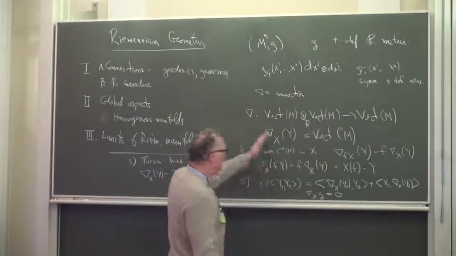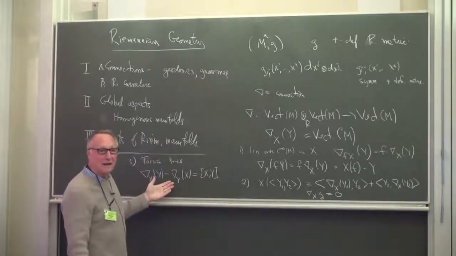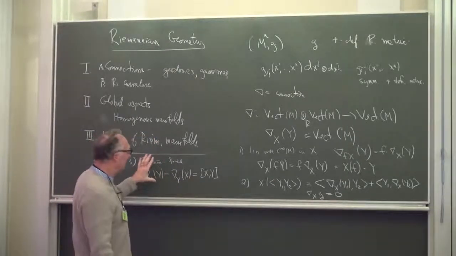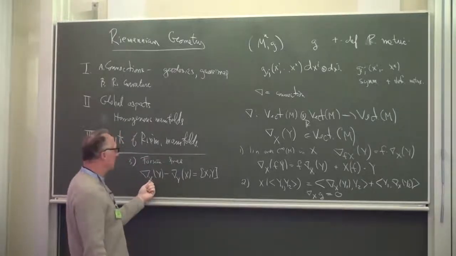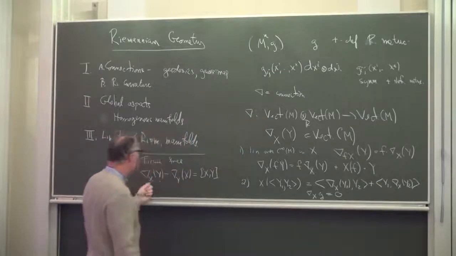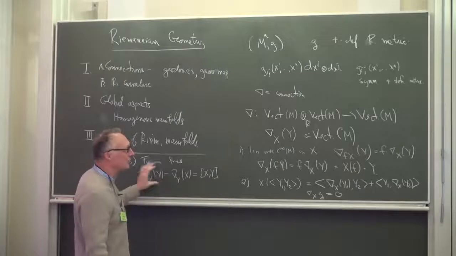These two rules still make sense. This one has no meaning in that context. So this is an equation you can only write down when both the differentiation direction is a vector field, as it always is, and what you're differentiating is a vector field. So this is special to the tangent bundle.